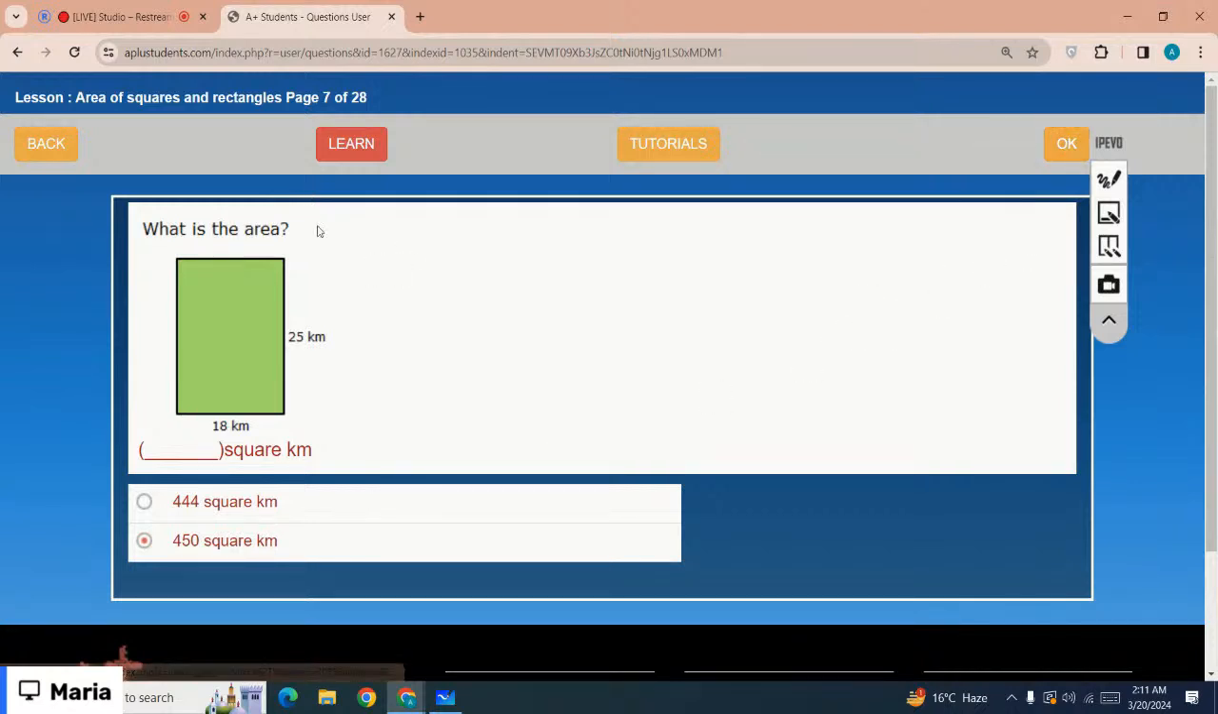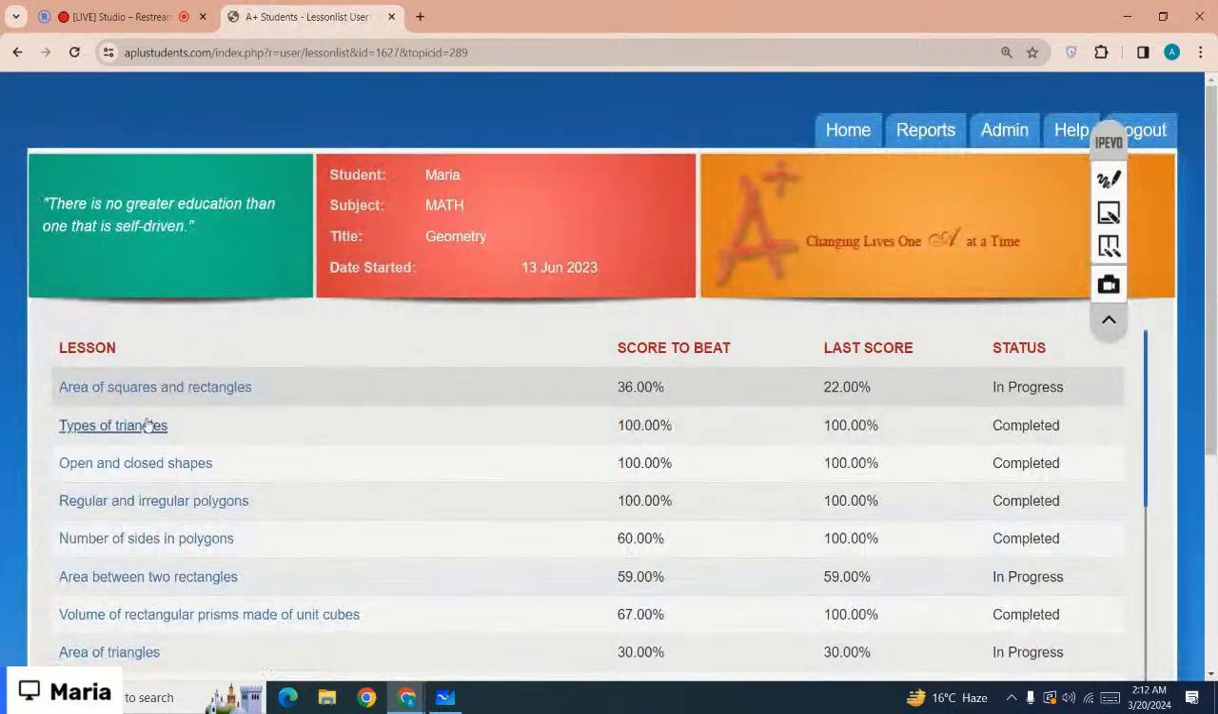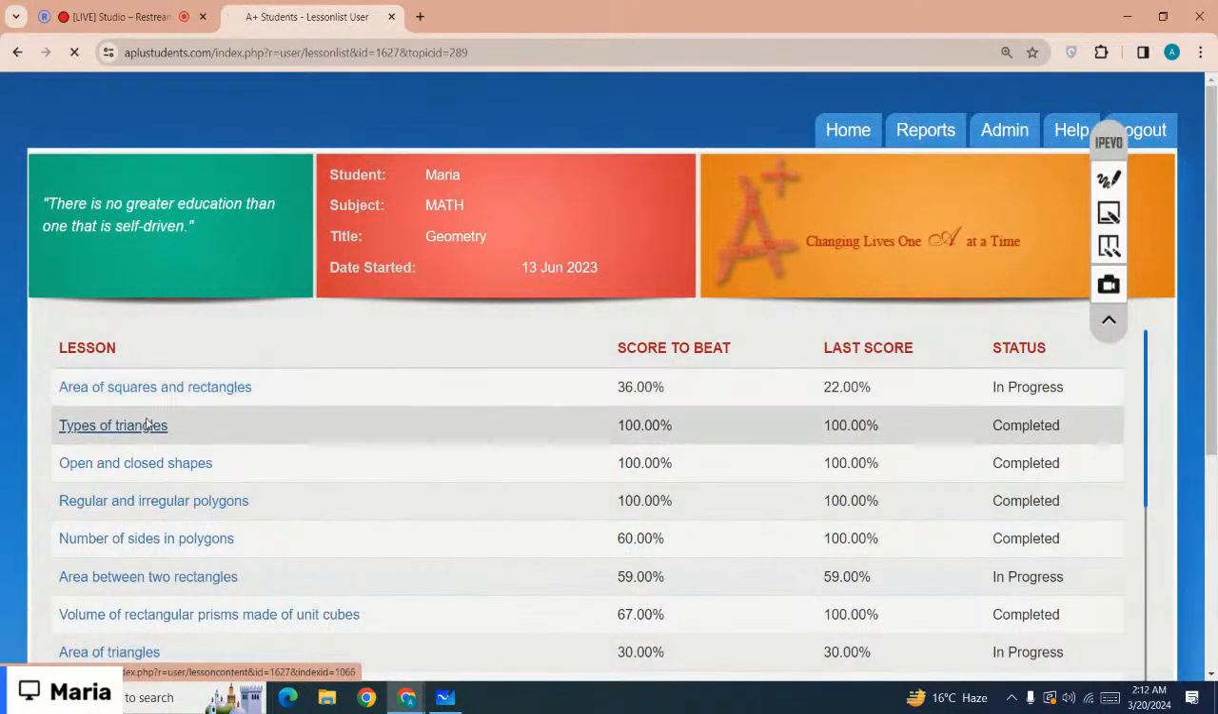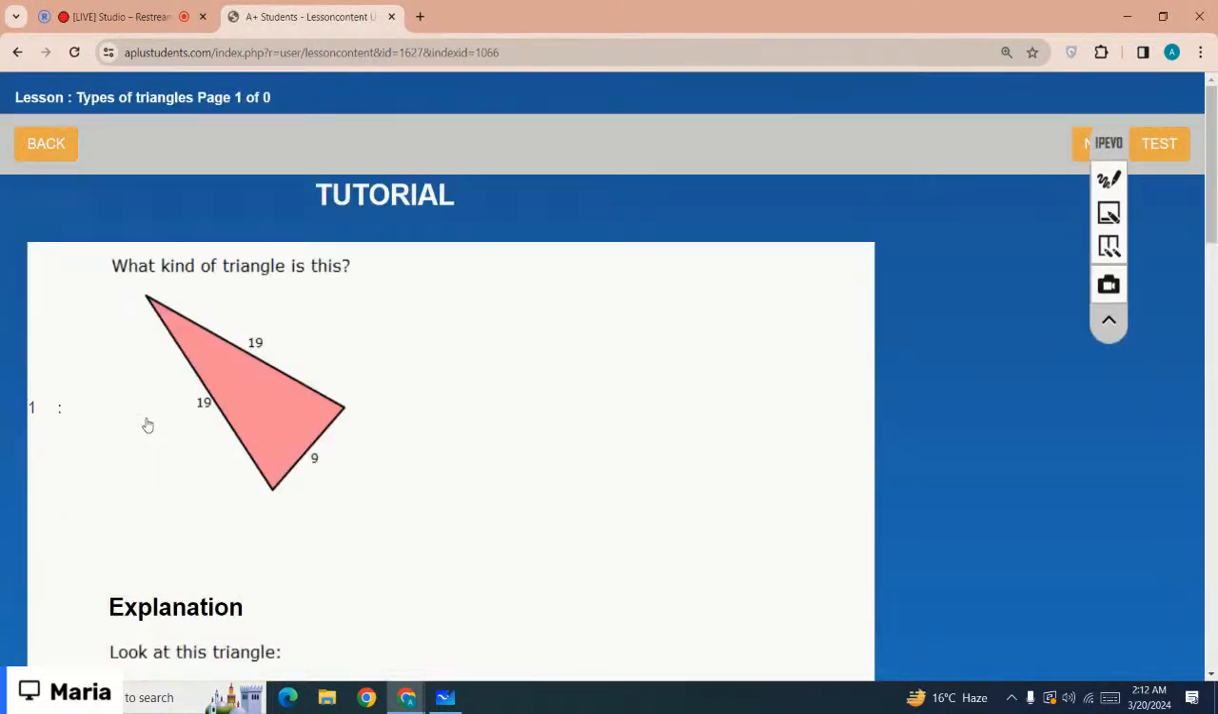Okay, you can complete the lesson by yourself later today. Let me just move on to the next lesson. And the next lesson is types of triangles. Let's just start with the next lesson, that is types of triangles. So you are given, basically we have three types of triangle.